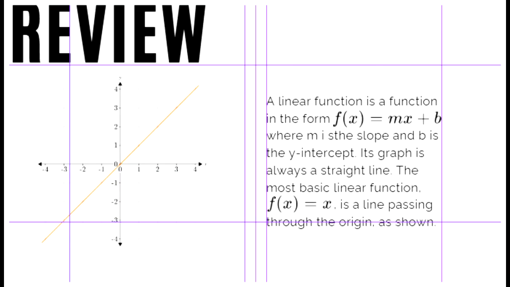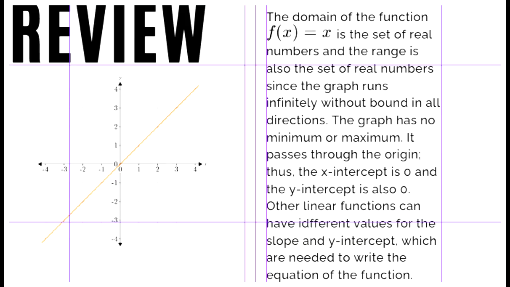Okay, a linear function is a function in the form of f(x) = mx + b, where m is the slope and b is the y-intercept. Its graph is always a straight line. The most basic linear function, f(x) = x, is a line passing through the origin as shown. The domain of the function f(x) = x is the set of real numbers, and the range is also the set of real numbers, since the graph runs infinitely without bound in all directions.